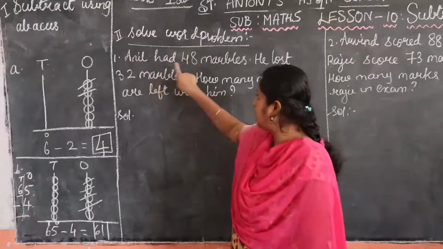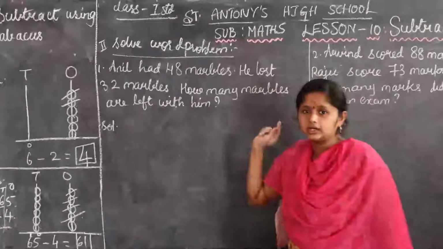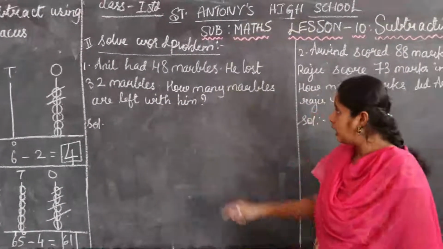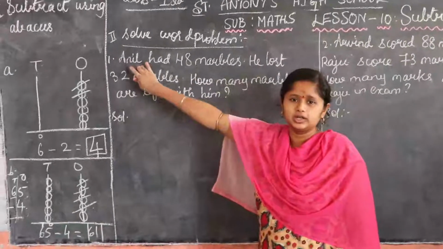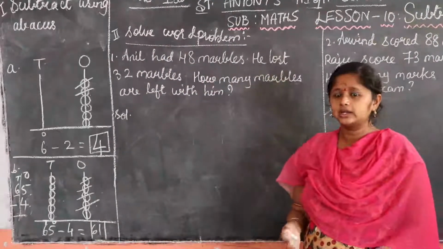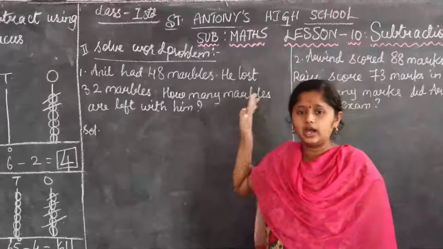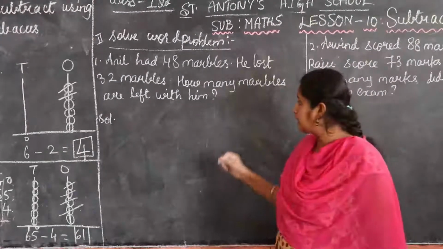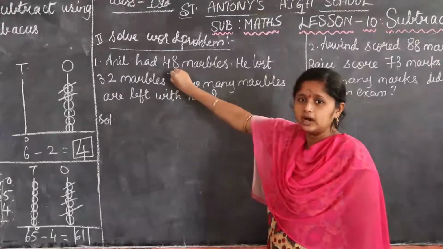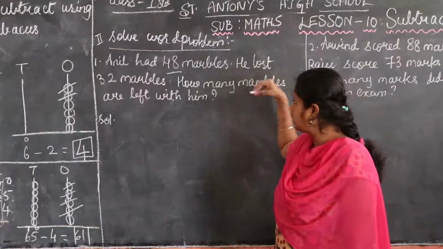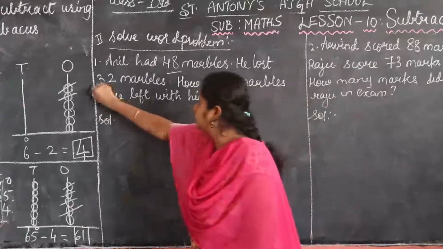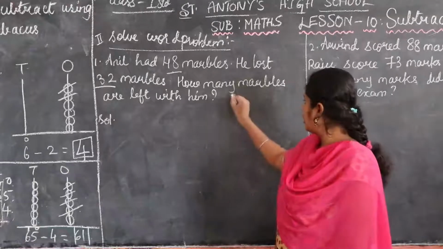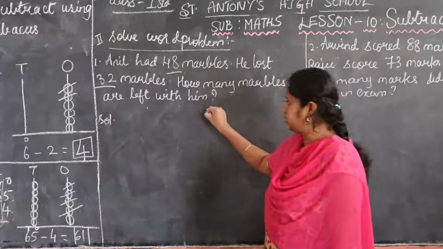Okay, Anil had 48 marbles. He lost 32 marbles. The boy's name is Anil, and he has marbles with him. How many marbles, children? 48 marbles he has. And what happened? He lost 32 marbles. Now what we have to find out? How many marbles are left with him?